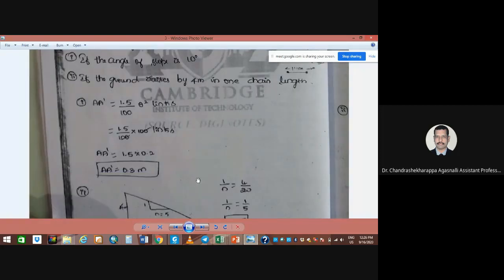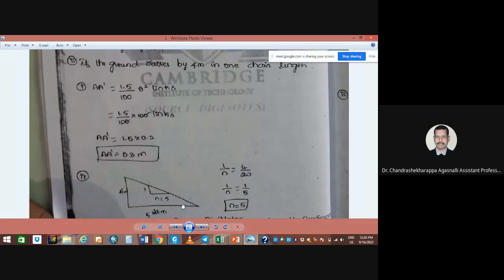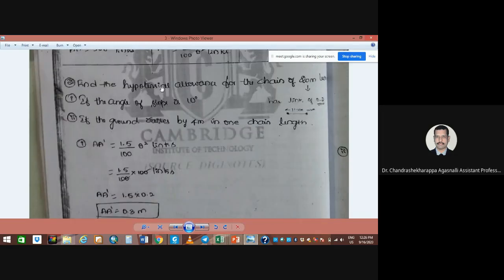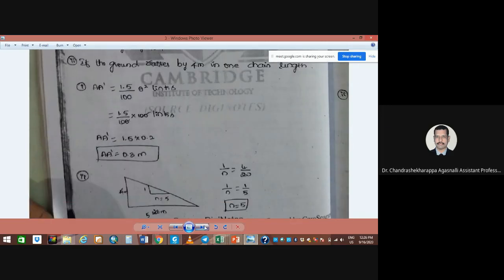So here that's 20 meters converted, and this is 4 meters. So 1 and 4, so 1 and 5. Cross it: 1 by n is equal to 4 by 20, and this is 5. So 1 by 5 is equal to n. That means if the ground rises by 4 meters in one chain, the hypothetical length of the 20-meter chain will be 5.